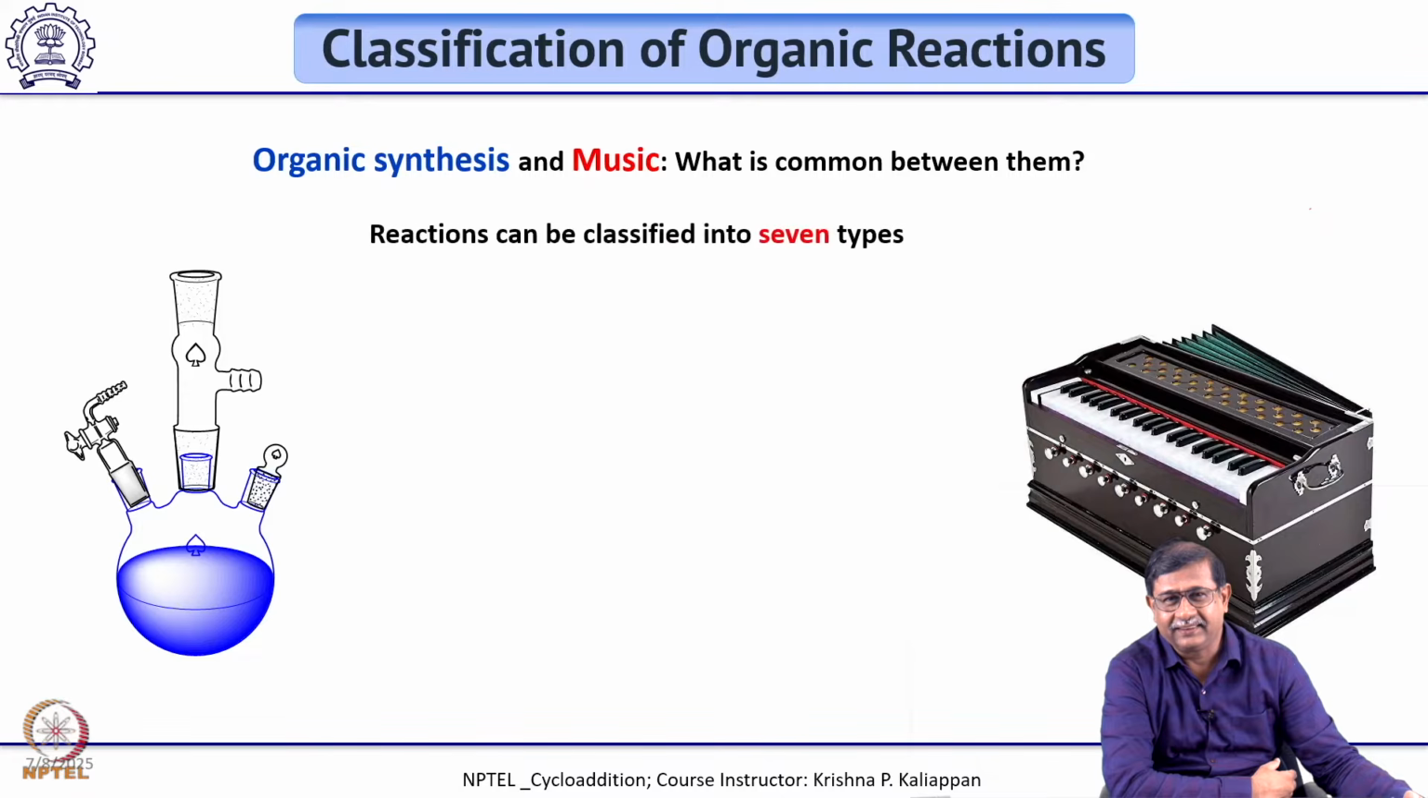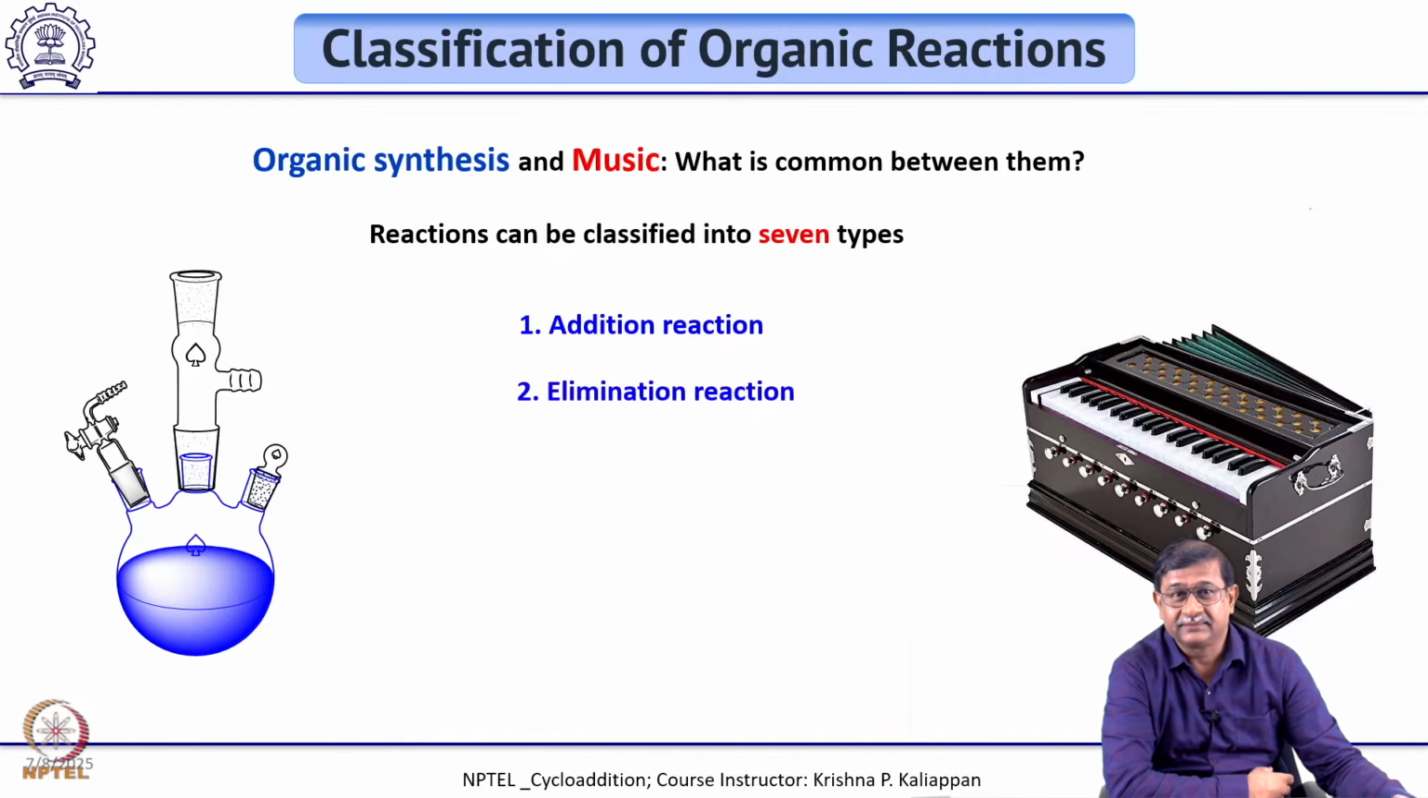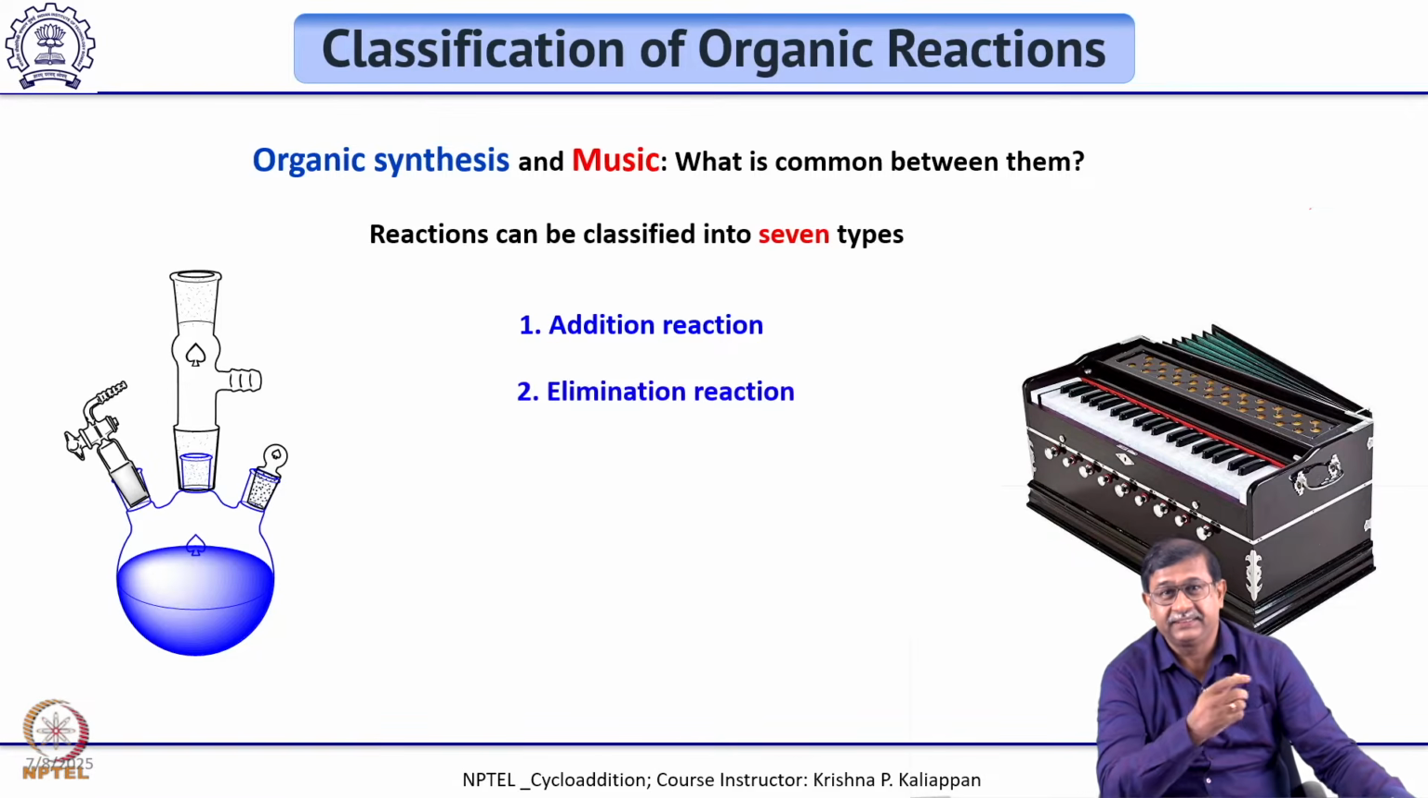Organic reactions can be classified in many ways, and one of the ways is to classify them into 7 different types. First one is addition reaction. As you know, there are many types of addition reaction: nucleophilic, electrophilic, free radical. Opposite to addition is elimination reaction. It can be E1, E2, E1CB and syn elimination and so on.